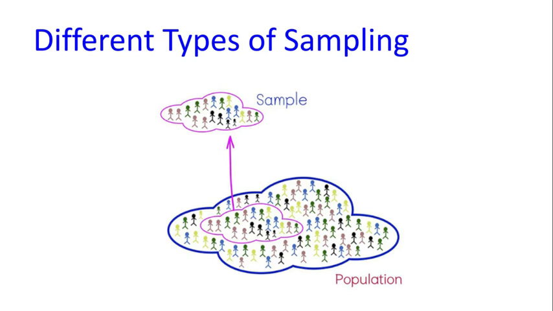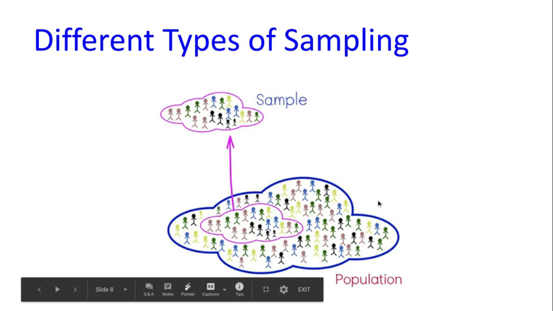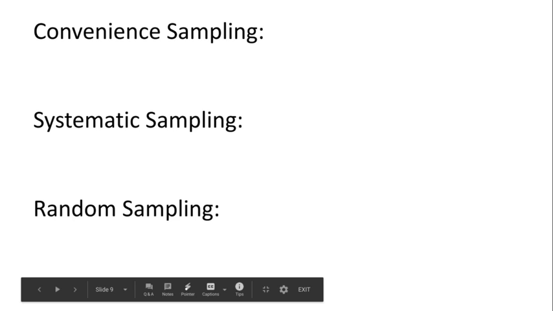Today's video is about different types of sampling, different ways to get your sample from the population. There's three kinds we're going to talk about: convenience sampling, systematic sampling, and random sampling. Think about what those words convenience, systematic, and random might mean.